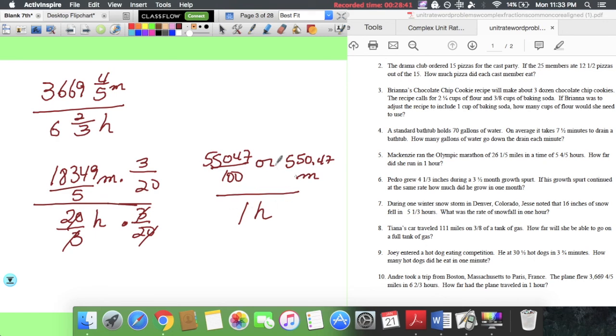So that was the speed of the airplane, or again, you could have written it as 550 miles, 47 over 100, 550 and 47 over 100 of the next mile. So any of these 3 versions would have been fine. Okay, so I will stop here.